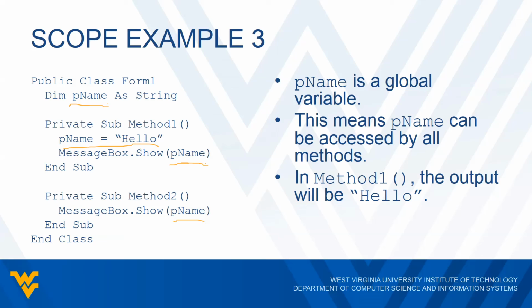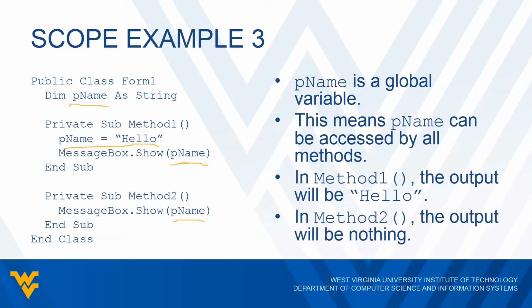Now, what about method 2? Well, hello is no longer going to be stored in there because method 2 is going to take whatever pname is outside of the methods. So that means at this point, there's nothing in pname. That hello is only valid inside of method 1. What that means is when we display the message box and print it, we're not going to get anything. I'm not even going to say it's the empty string. You may think it's the empty string, but it's not going to be even the empty string because pname stores null, so nothing gets displayed.